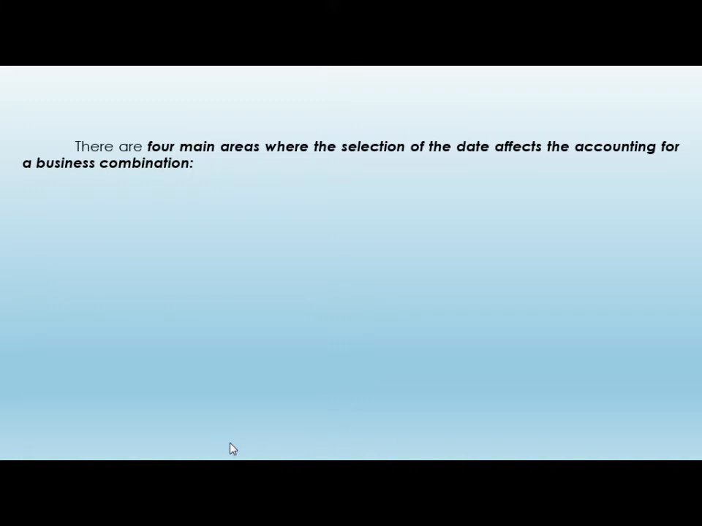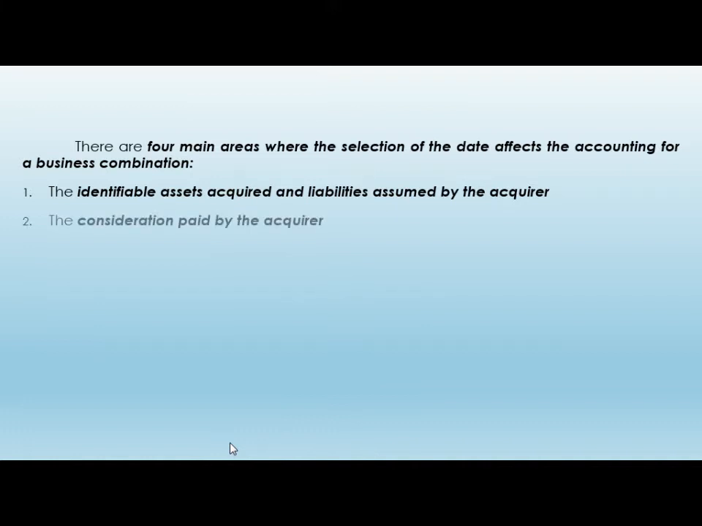So there are four main areas where the selection of the date affects the accounting for a business combination. So anong mga areas ito? One is the identifiable assets acquired and liabilities assumed by the acquirer. Okay, so dapat clearly identified kung ano yung mga assets and liabilities assumed by the acquirer. Next, the consideration paid by the acquirer. So, dapat properly determined din kung ano yung consideration paid by the acquirer.